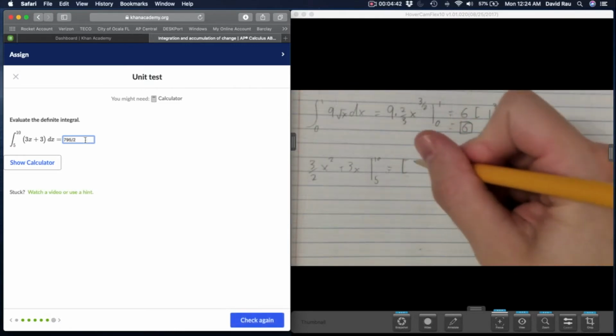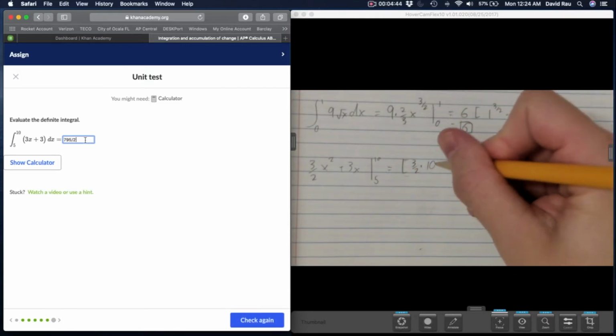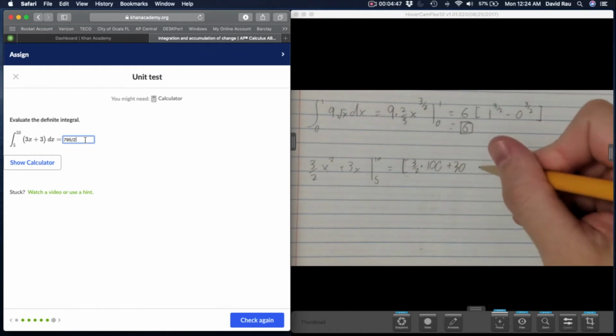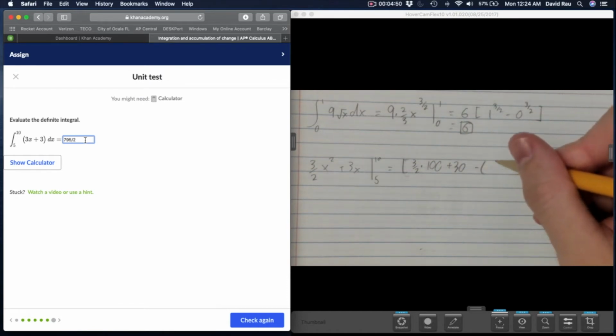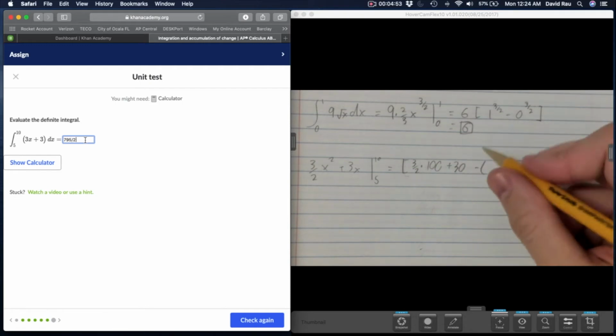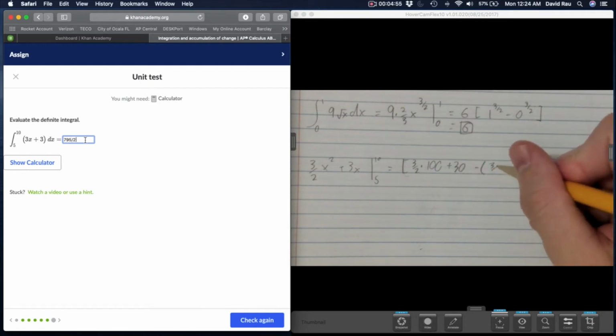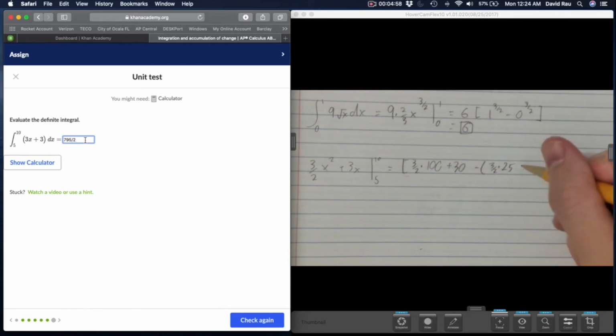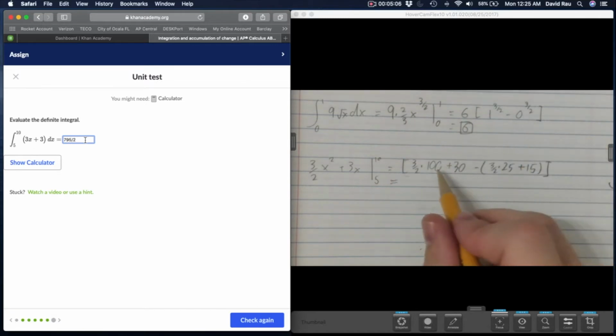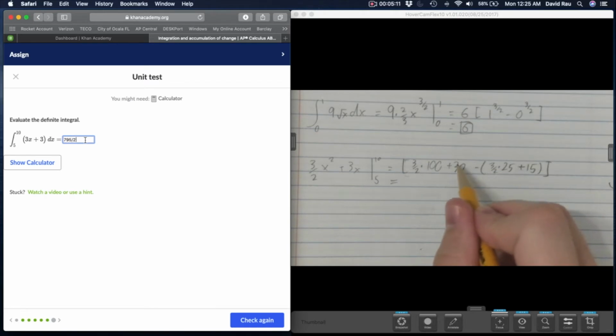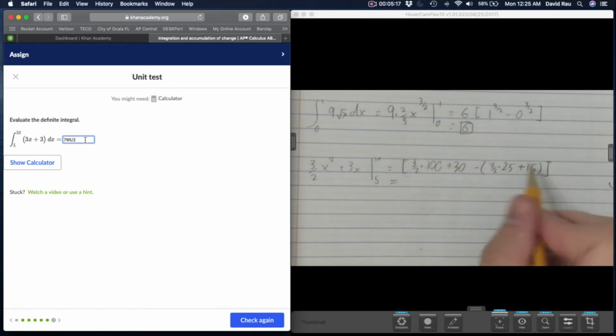Here we're going to get 3 over 2 times 100 plus 30, and then that's going to be minus, and really all I did there was plug in 10, and then I'm going to plug in 5, which will be 3 over 2 times 25 plus 15. All right, now from there, let's see here, this is actually going to be 150, that'll make this 180, and then be careful, it's 180 minus that 15.